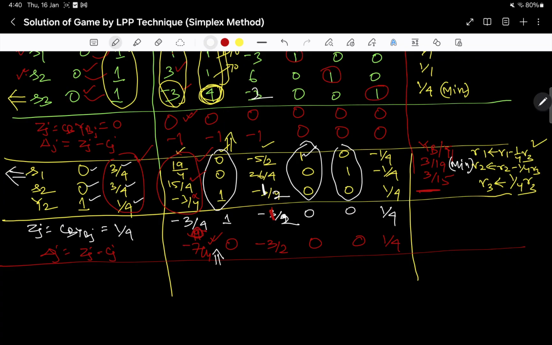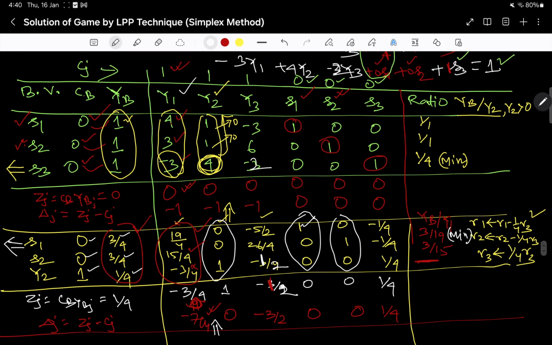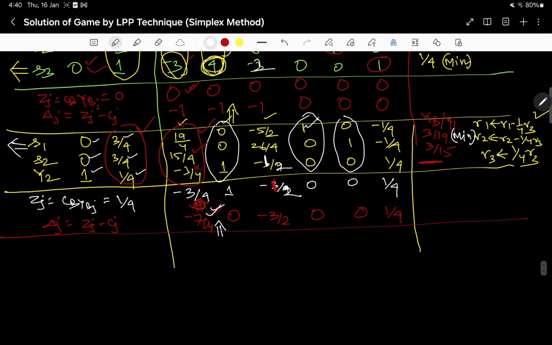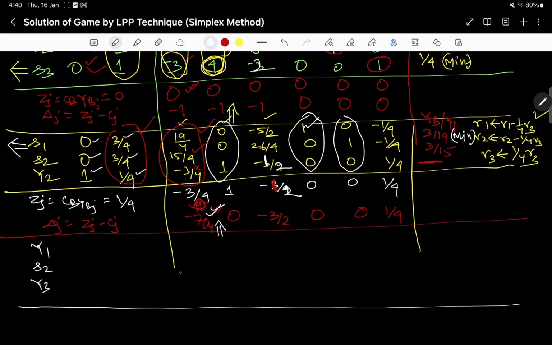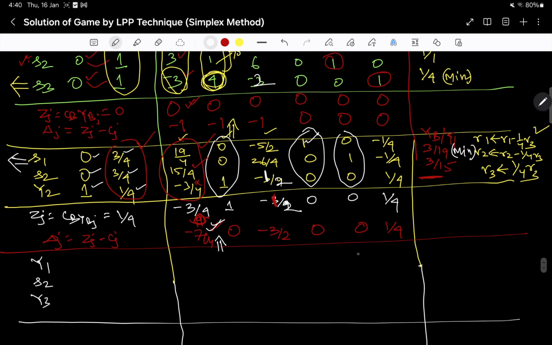In the next step, your S1 is replaced by your Y1. Right, this is your Y1, this being most negative. So in the next step, it will be Y1, S2, and Y3. Accordingly we write it. Now S2 must be 0 1 0, because this is in the base. Y3 must be 0 0 1, and Y1 we arrange as 1 0 0.